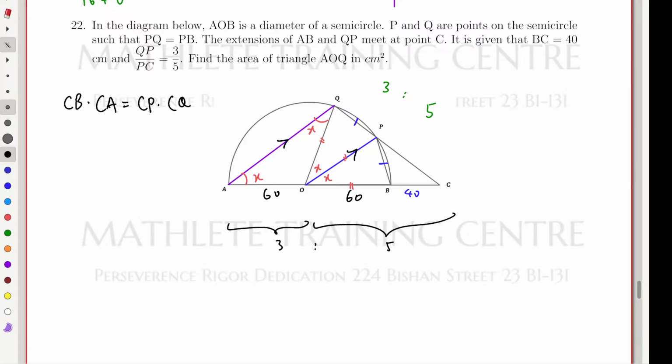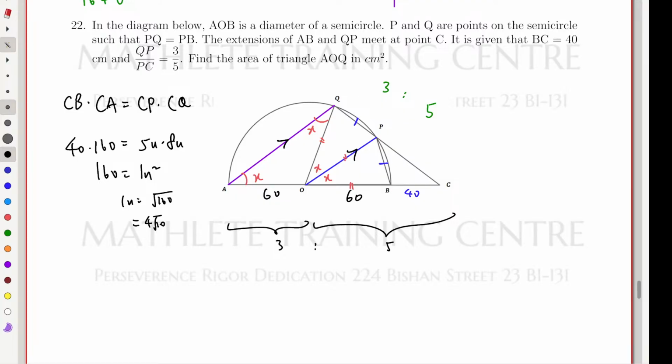Now, CB times CA will be equal to what? That's equal to 40 times 160, right? For CP times CQ, we can use the fact that it's 5 to 3, so 5 to 8, we can do 5 units times 8 units. So then 160 is equal to 1 unit squared. So then 1 unit is equal to the square root of 160. That's 4 times the square root of 10.